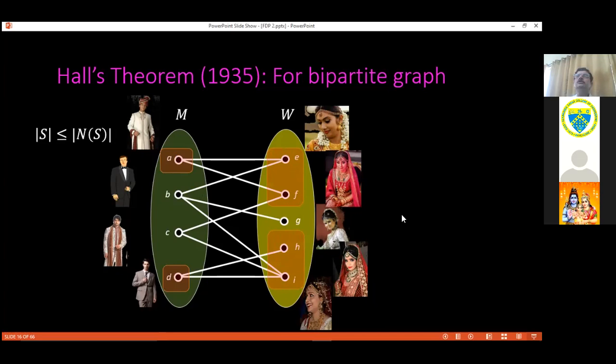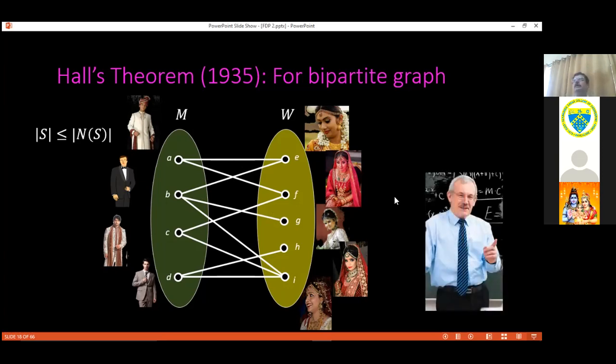So this condition holds. Let us again verify for some other set. This is also a subset: B, C, D. So the left hand side is now 3, and the right hand side is the neighbors. There are 5 here, so 3 is less than or equal to 5. The condition holds. Now you can take all vertices also. There are 4 here, and the neighbors are 5, so this condition still holds. You can check the remaining ones. So the condition holds. If this condition holds, Hall's theorem tells that there is a matching saturating M. Also, if there is such a matching, definitely that condition holds. If and only if.